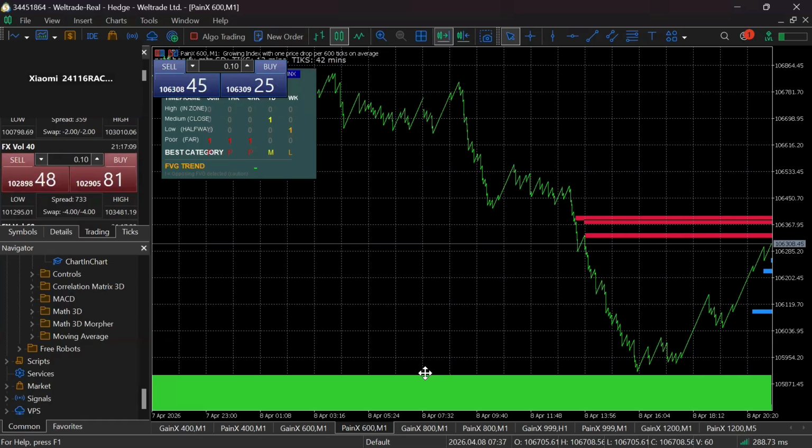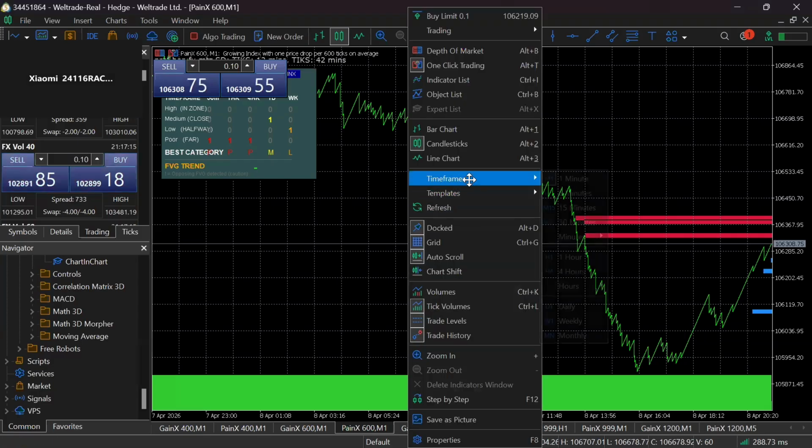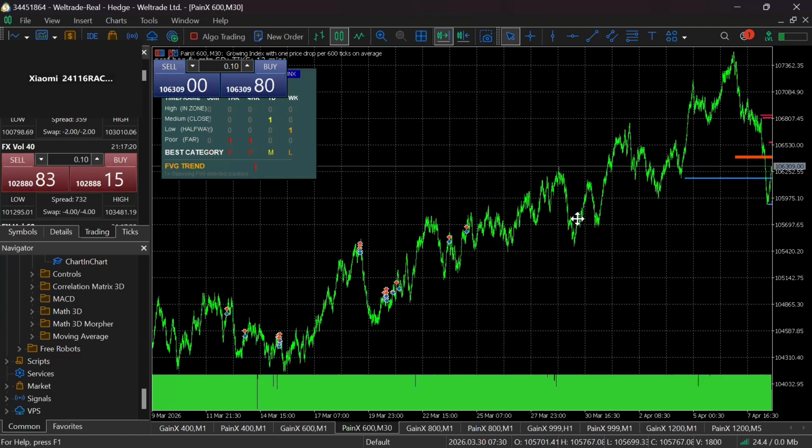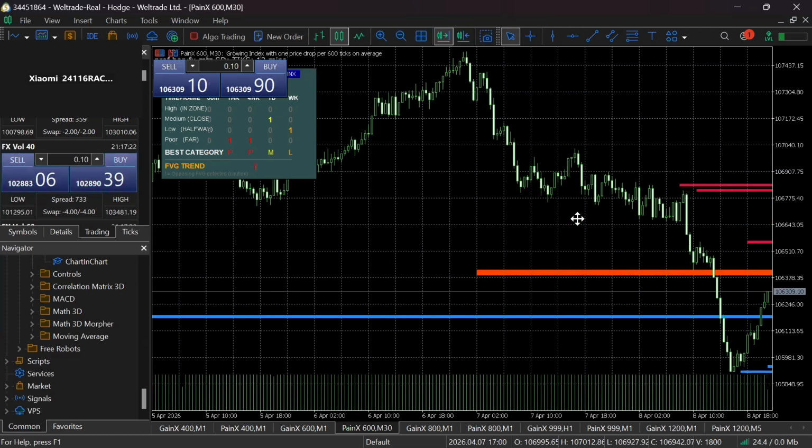And Peter, can you go? We check the time of the fair value gap. Remember, this is advanced classes, on 30 minutes time frame. For example, the lowest you can check is 30 minutes time frame.